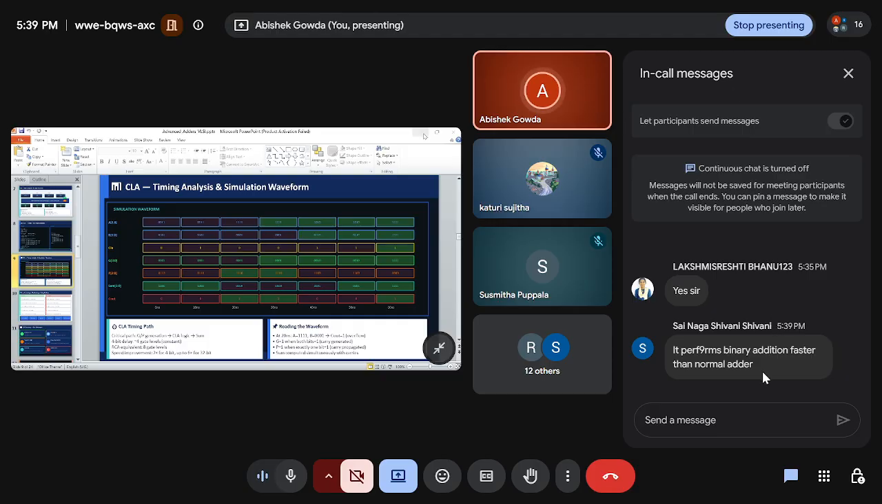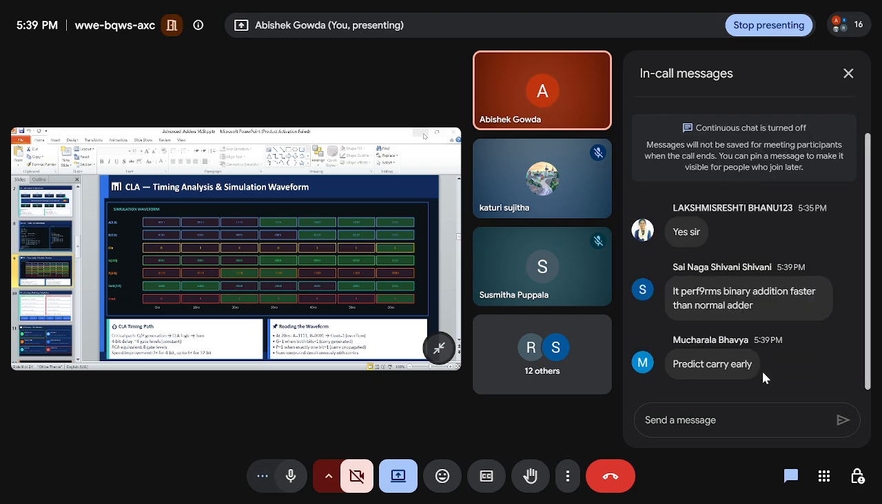Yeah, it performs binary addition faster than a normal adder, and it predicts carry early. Yeah, everything is good. Now, the main use of this carry look ahead adder: you can do this in a full adder also, and in a ripple carry adder also. But in a full adder you calculate only one bit input, whereas in a ripple carry adder you can calculate inputs with a number of bits.